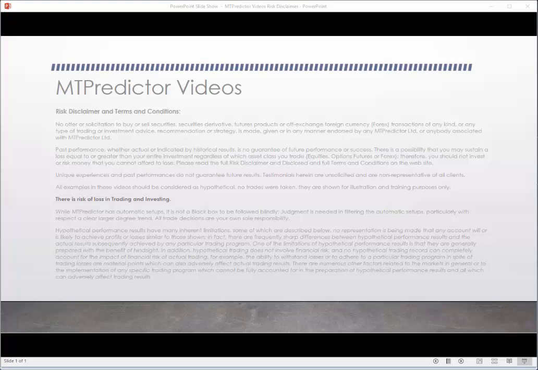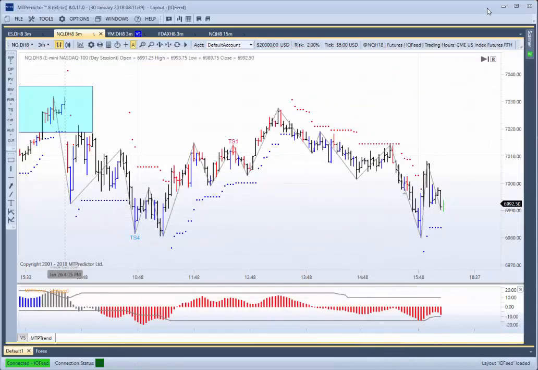But before we look at those, as usual, we have to go through our risk disclaimer and remind you that all examples in these videos should be considered as hypothetical. No trades are actually taken. They're just shown for illustration and training purposes only. Also remind you there's a risk of loss in trading and investing, or put another way, all professional traders know and understand, but more importantly accept, that losses can and will and do unfold. It's all part of professional trading. The trick is keeping the losses small.